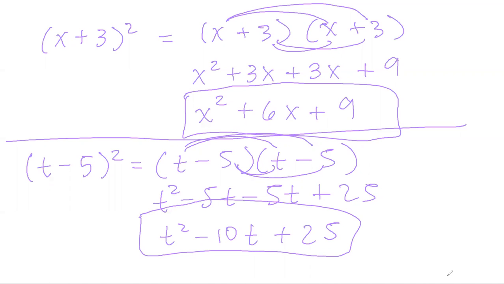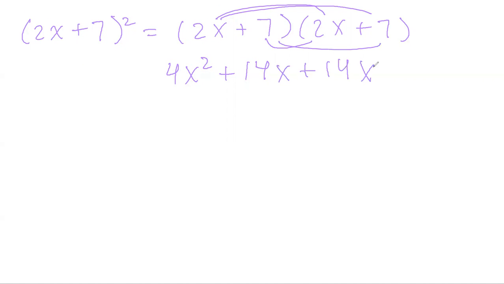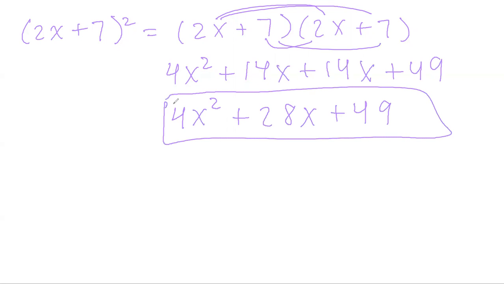Okay, so let's try something a little bit more involved. So 2x plus 7 squared is the same thing as 2x plus 7 times 2x plus 7. Multiply out, 2x times 2x is 4x squared. 2x times 7 is plus 14x. 7 times 2x is plus 14x. And then here I have plus 49. 4x squared plus 28x plus 49 is my answer here.